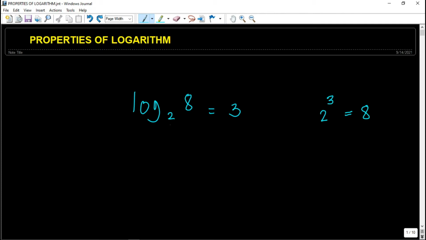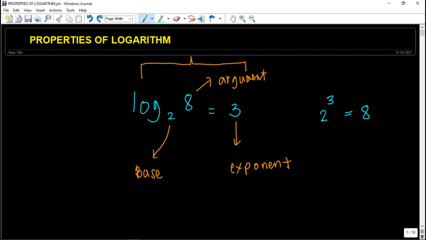So here, this is the base. 2 is the base. 2 should be raised to a certain exponent, so this is the exponent, to get this 8 here, and 8 is what we call the argument. So these are the parts of a logarithm. We have here logarithm base 2 of 8 is equal to 3. This is the logarithmic form and this is the exponential form.